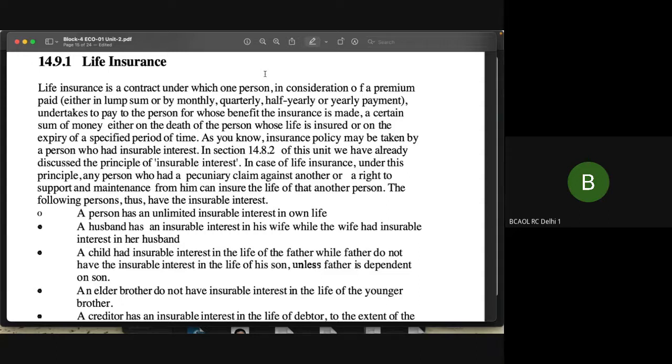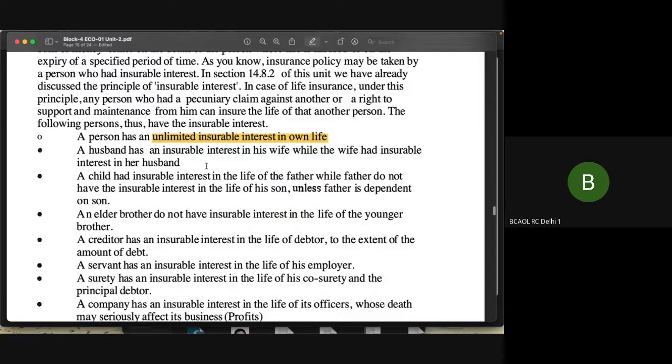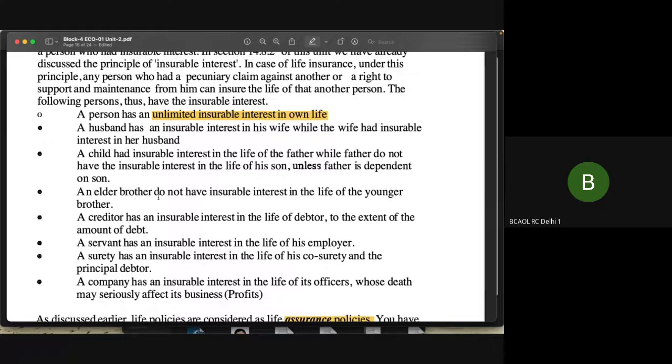So there are insurable interests. When you are taking the life insurance policy, there should be insurable interest occurring, meaning that if this person dies, you will be directly affected. Of course you have unlimited insurable interest in your own life. So you can take for yourself. You can take for wife. Similarly for her husband she can take, children. Like this is a list that covers who can take policy for who.